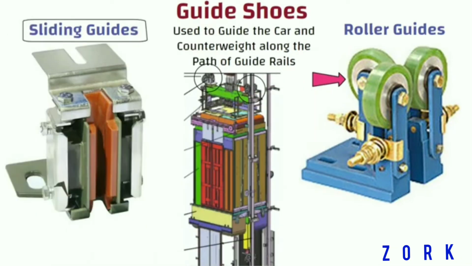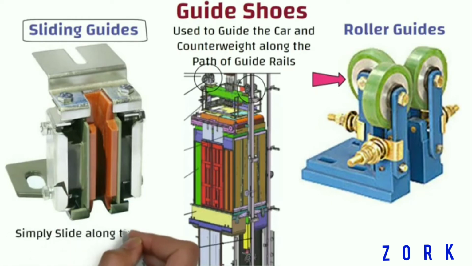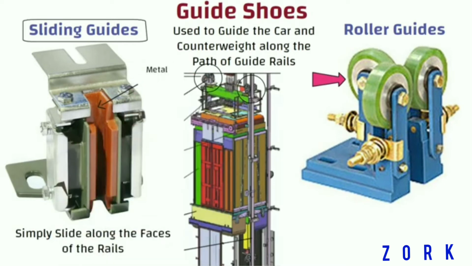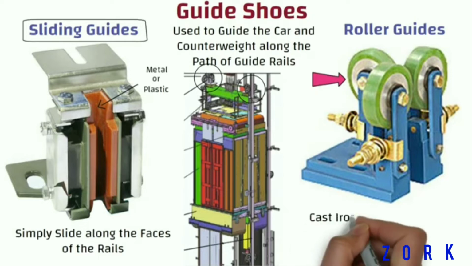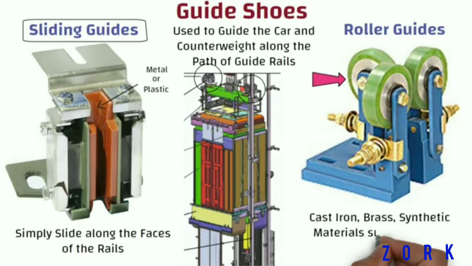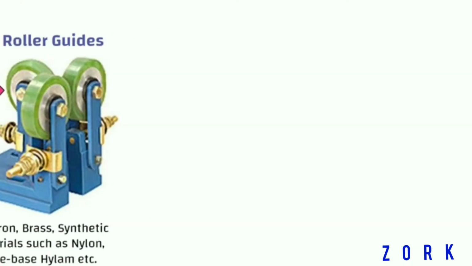Sliding guides. Guide shoes which simply slide along the faces of the rails. The sliding insert or jib may be metal, requiring guide rails to be lubricated, or may be plastic material which is self-lubricating. Guide shoes are made of cast iron, brass, or synthetic materials such as nylon, fiber-based, etc.